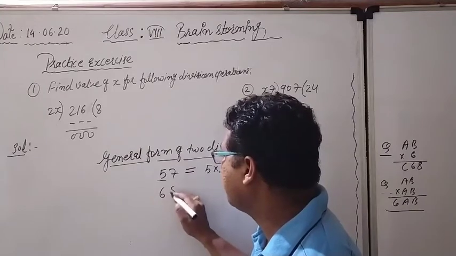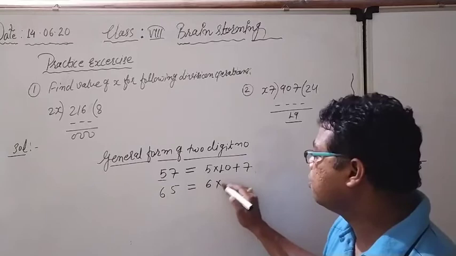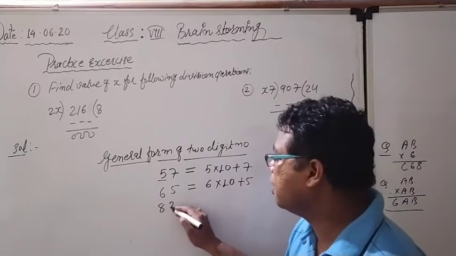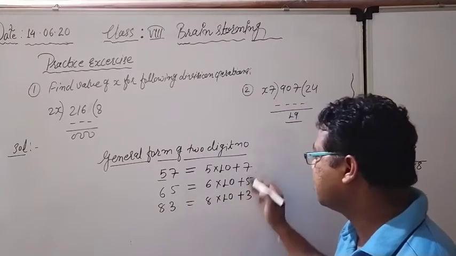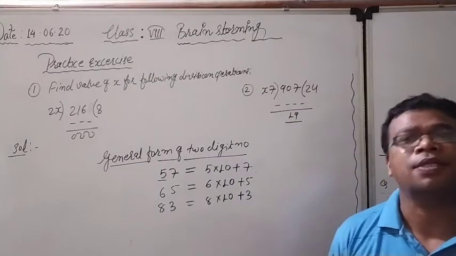Same like that, if it is 65, how could it be written? 6 into 10 plus 5. If it is the case of 83, how could it be written? 8 into 10 plus 3. And this particular form is known as the expanded form that we have studied in our lower classes.